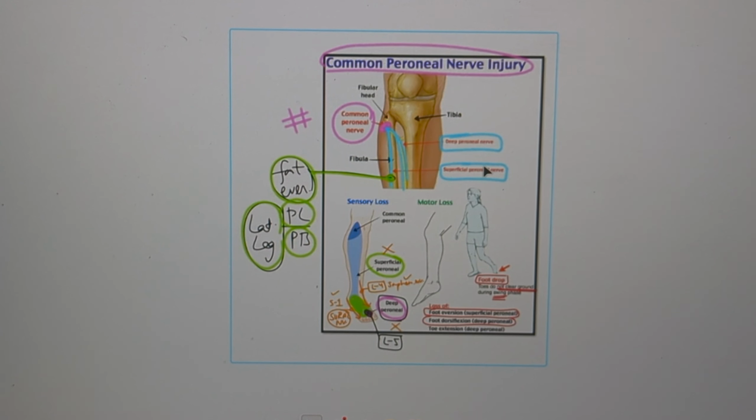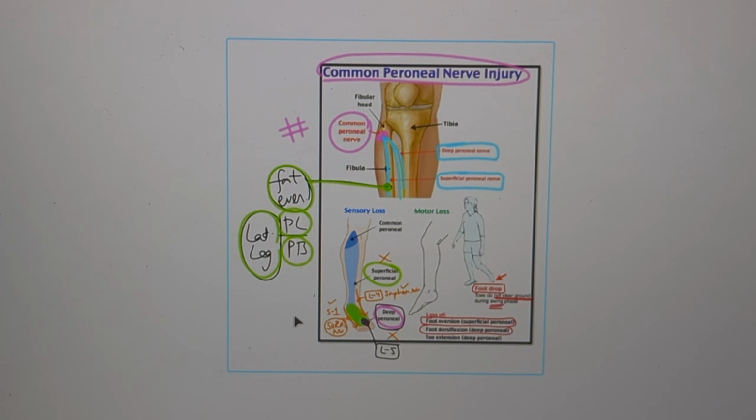The superficial peroneal nerve is responsible for foot eversion and supplies the peroneus longus and peroneus brevis muscles in the lateral compartment of the leg. The deep peroneal nerve supplies the dorsum of the first web space with the root value of L5.